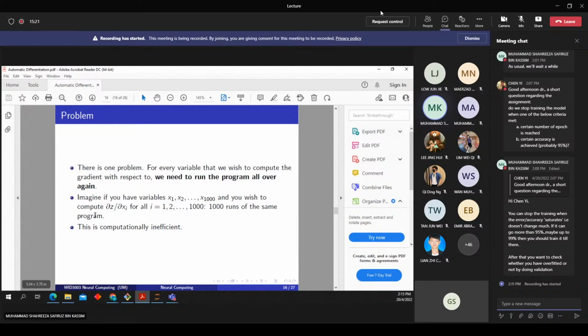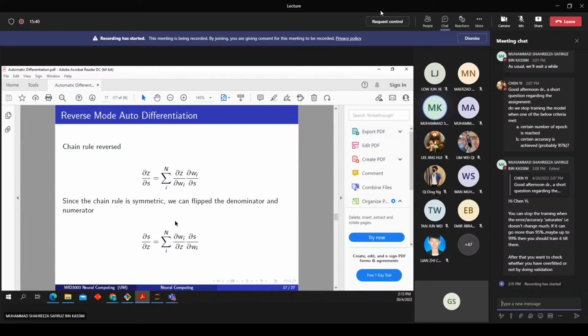So the problem is, if we have many variables, then we need to run the same program all over again. If we have 1,000 variables, then we have to set the seed 1,000 times and run the same program, which is computationally inefficient. So that's what we've done so far.